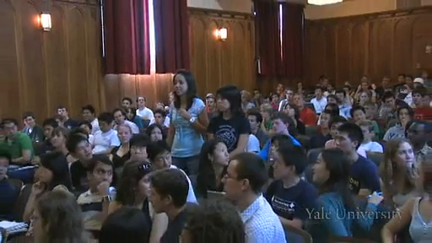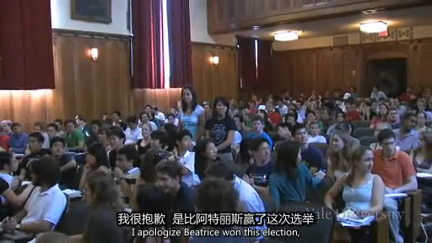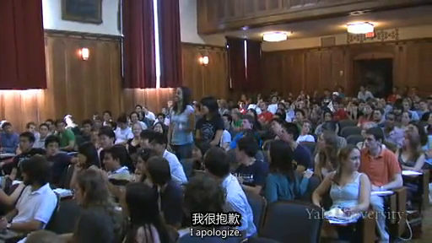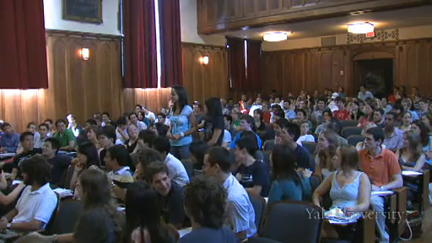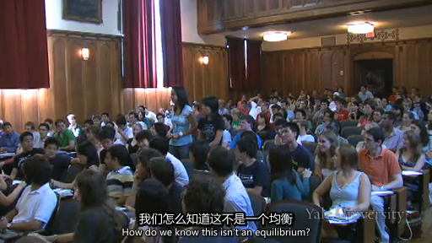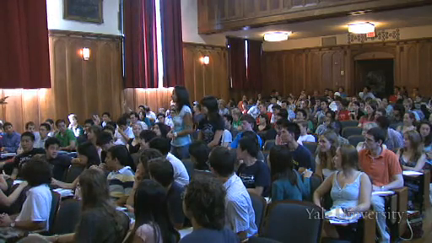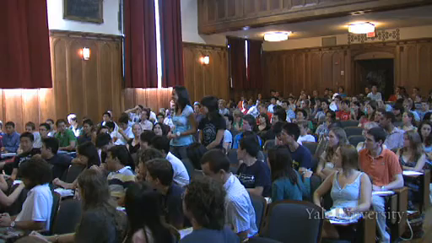Okay, so let's just try again. 1, 2, 3, 4, 5, 6, 7, 8. I apologize. Beatrice won this election. All right. Is this an equilibrium? How do we know this isn't an equilibrium? Because Claire-Elise would rather not have run. Is that right?